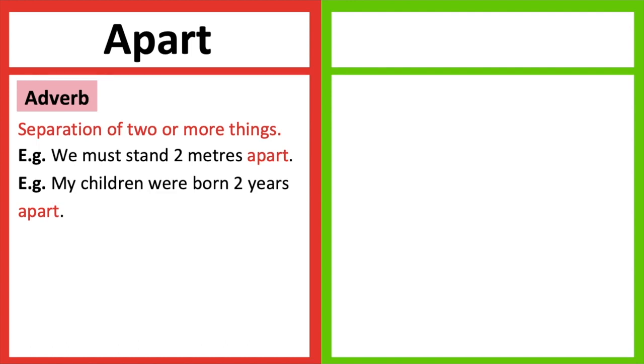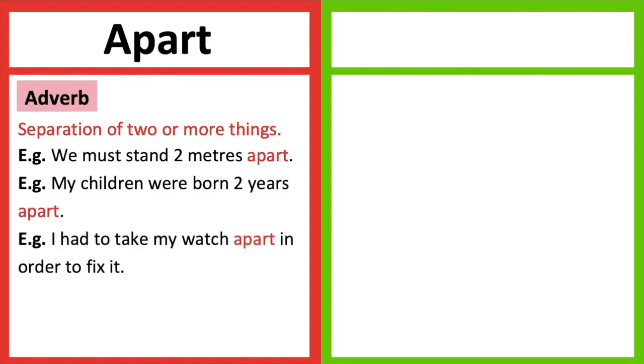Lastly, it can refer to physically separating something or if something is broken and it's fallen apart. For example, I had to take my watch apart in order to fix it. This just means that I had to separate the different parts of the watch in order to fix it.